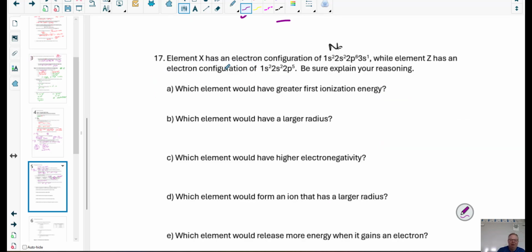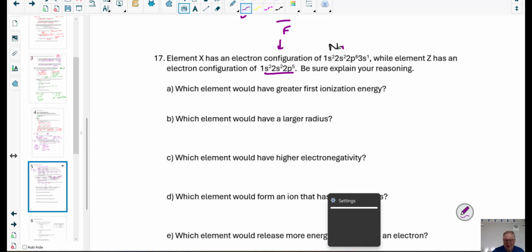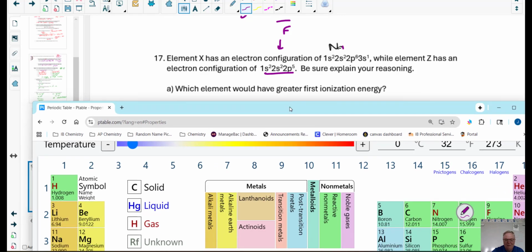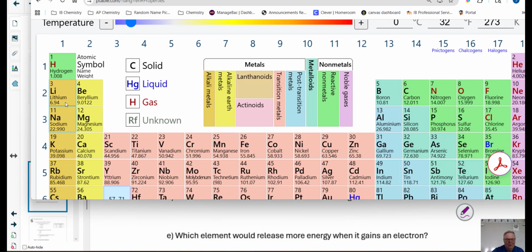All right, so it says element X has an electron configuration of that. So we know that's essentially sodium. This 1s2, 2s2, 2p5, I know that is fluorine. So we're really comparing sodium and fluorine. So let's look at our periodic table and say, okay, we're comparing sodium and fluorine. So sodium as compared to fluorine, so group 3 up here.